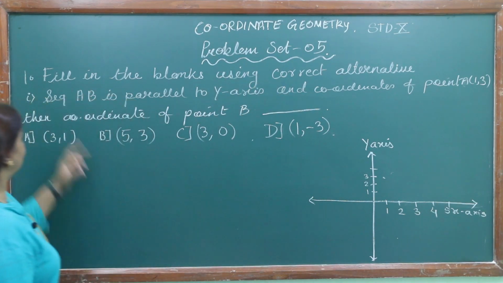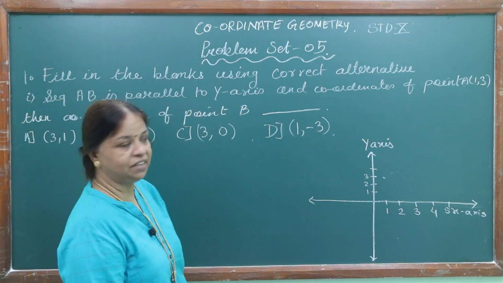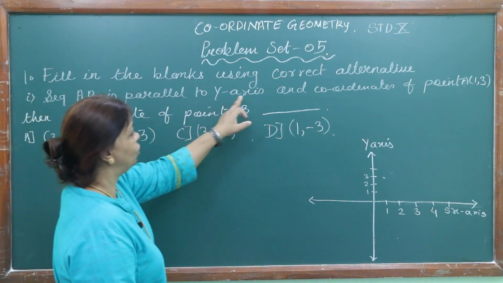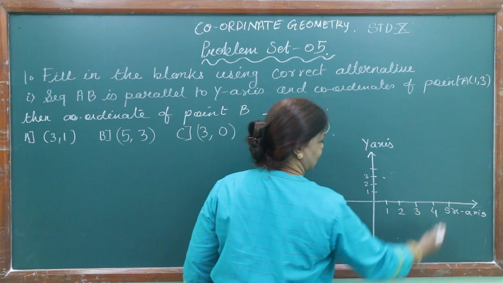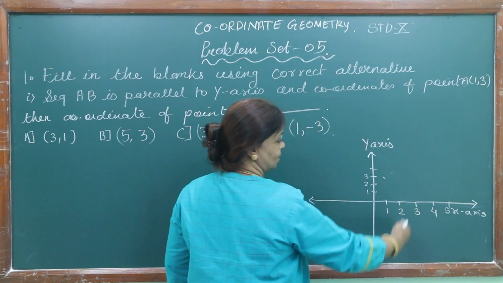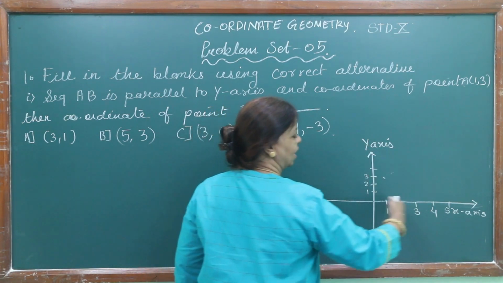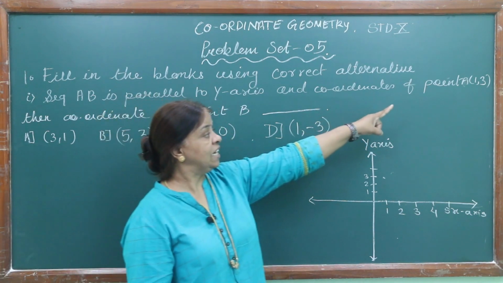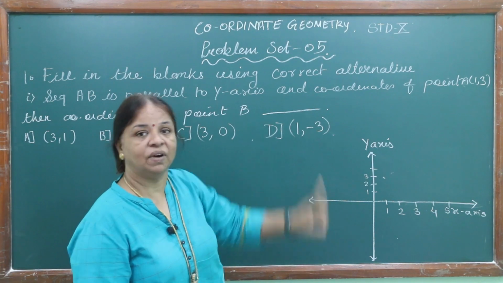So let us begin. The first question is: fill in the blank using the correct alternative. The sum says segment AB is parallel to the y-axis. So this is the y-axis and this is the x-axis. So the line AB is parallel to the y-axis, which means the line will be here, or it can be here, anywhere on the x-axis. But it is given that point A of line AB is (1, 3).